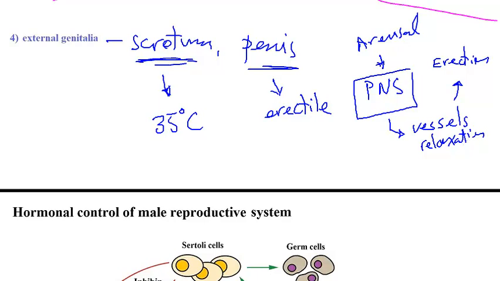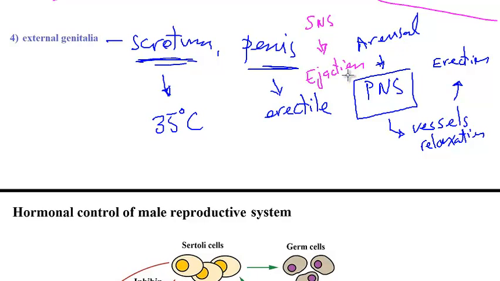And then there is also a role for the sympathetic nervous system, which provides a forceful movement of the semen out of the urethra, the other term for which is ejaculation. So the SNS helps with ejaculation.